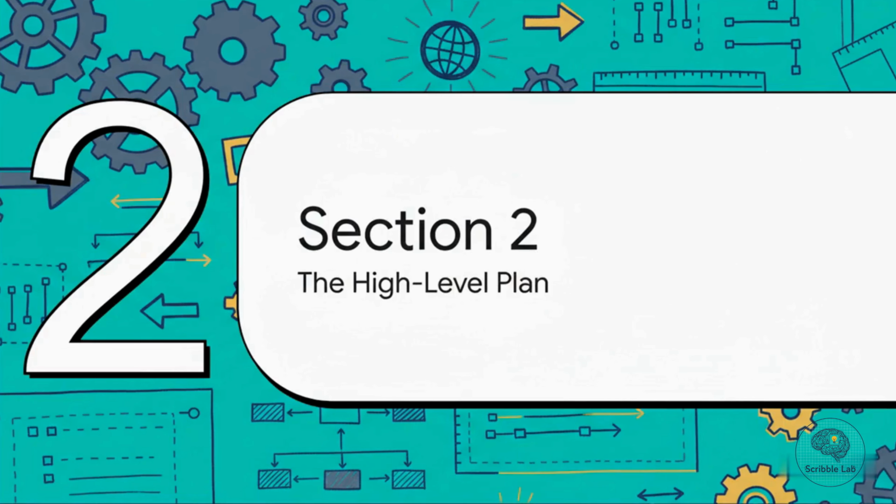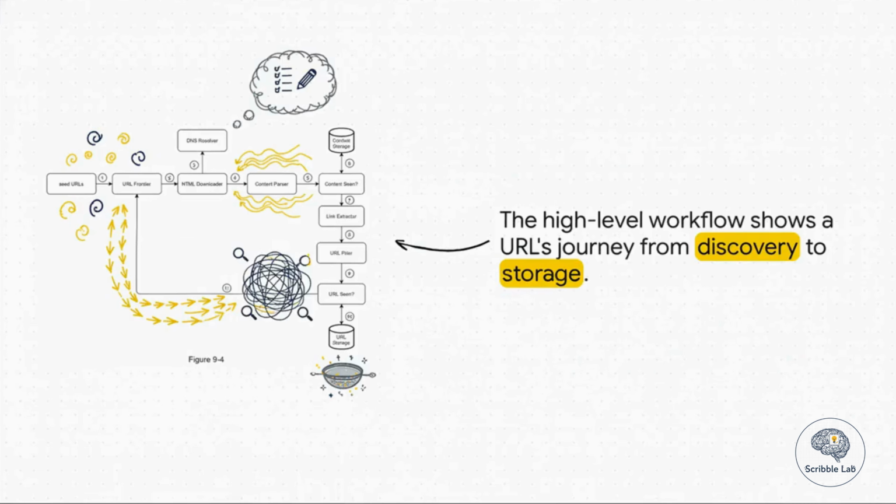All right, with those goals locked in, how do we actually build this beast? Let's zoom out and look at the high-level system design, the blueprint for our billion-page crawler. I love this diagram because it shows the entire life cycle of a URL. So look at step 1. We start with our seed URLs, and they get fed into this thing called the URL frontier. Think of the frontier as our smart to-do list. It hands URLs over to the HTML downloader.